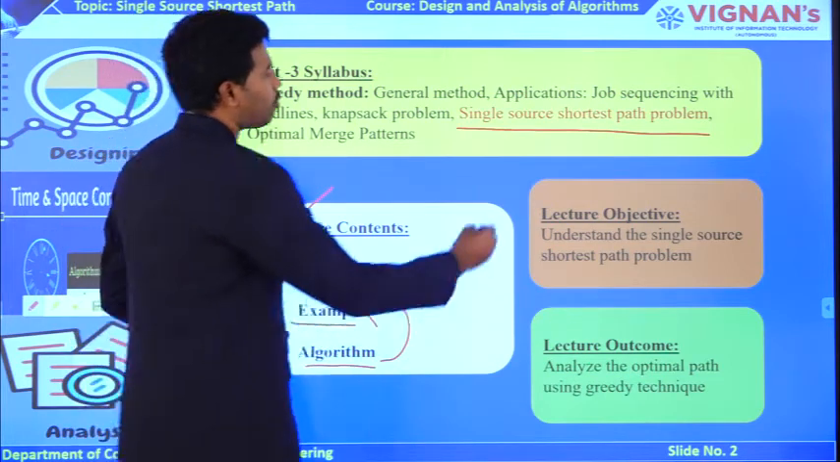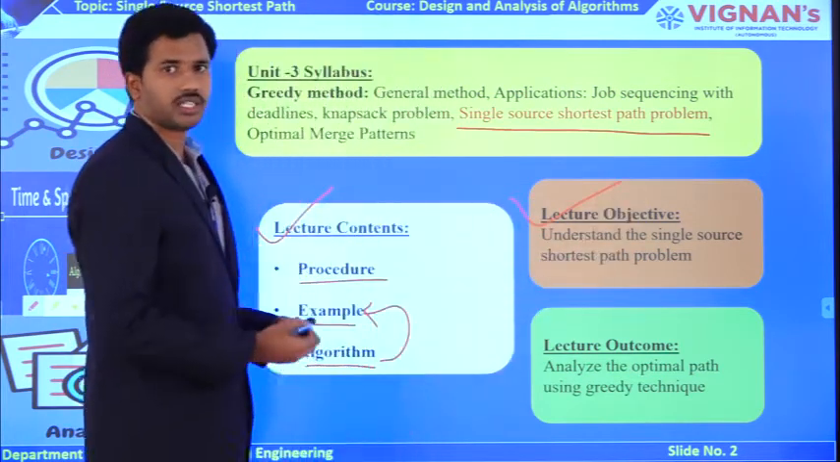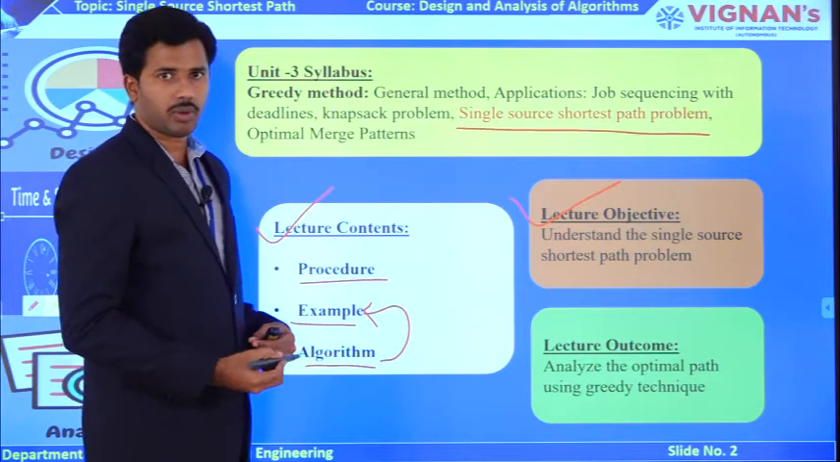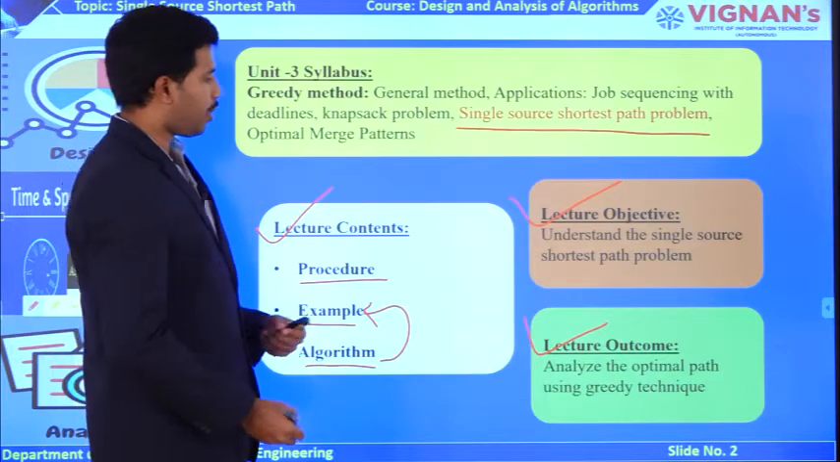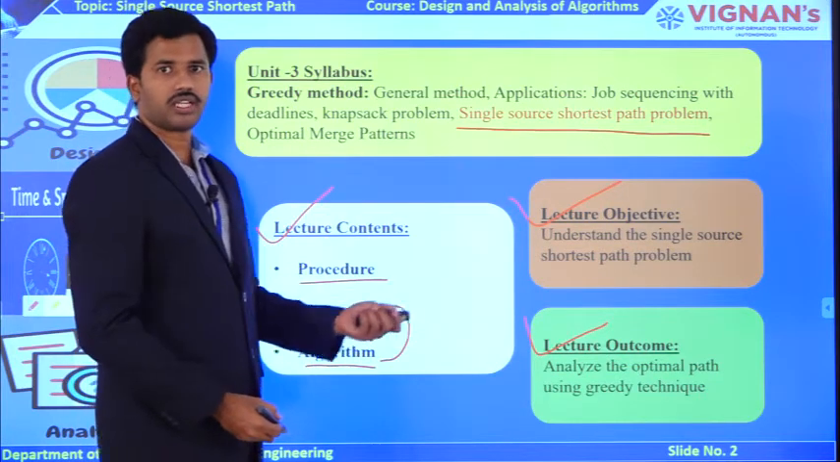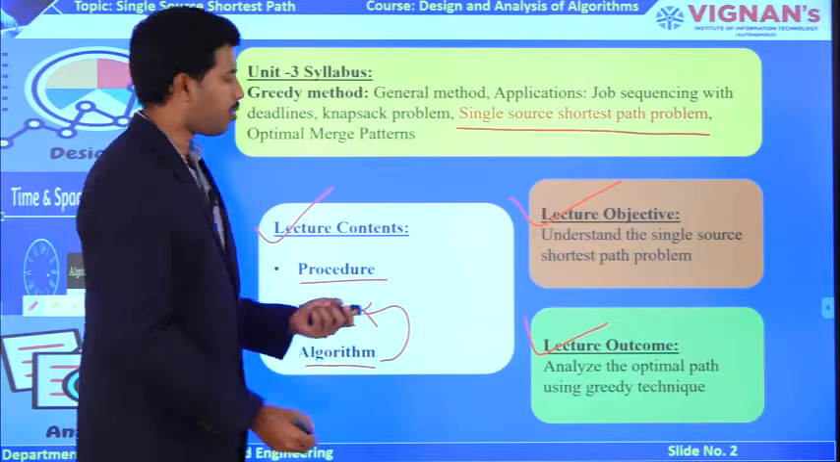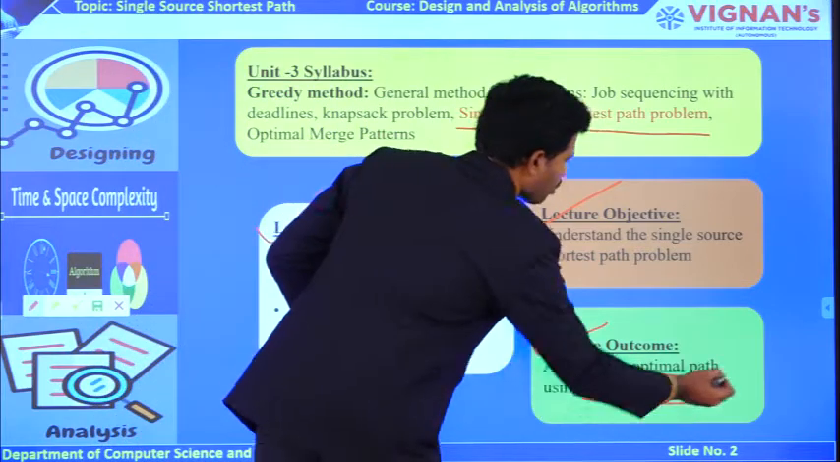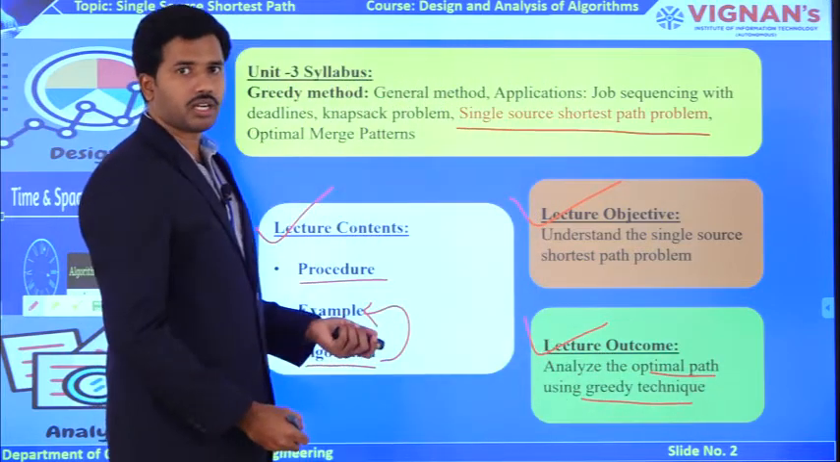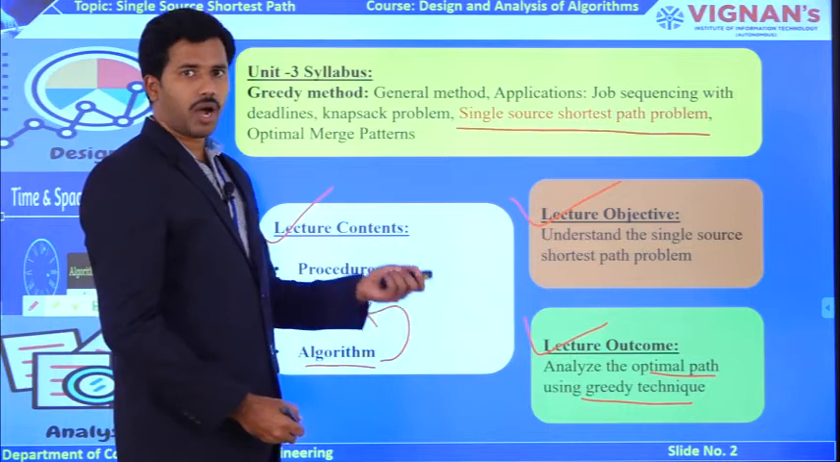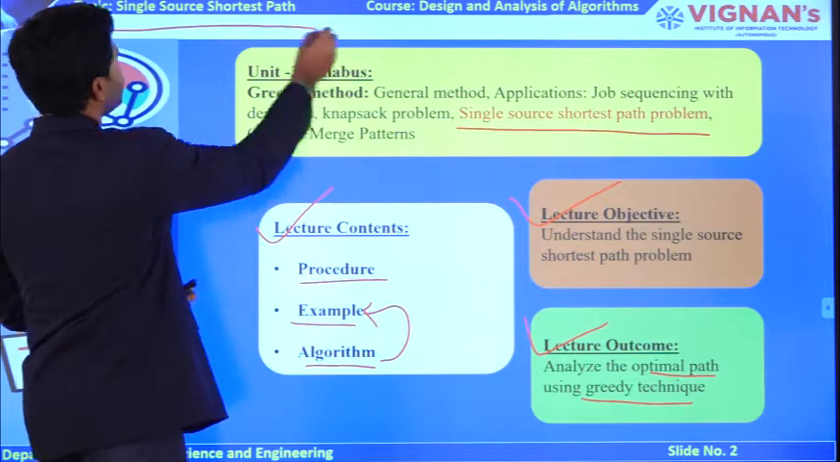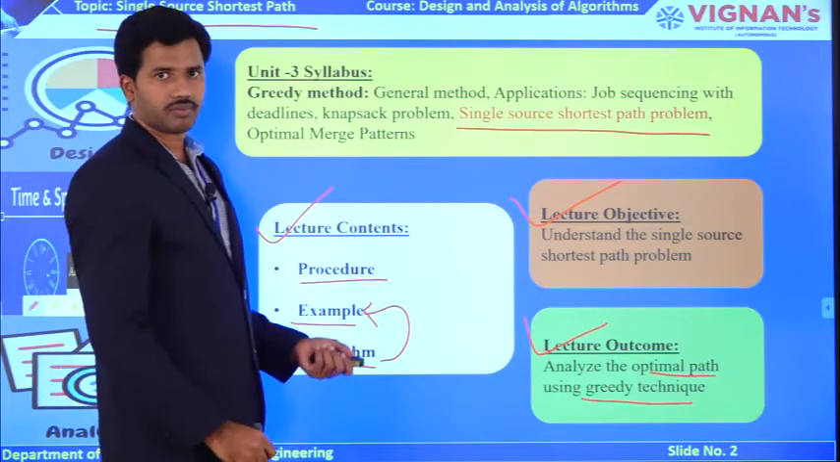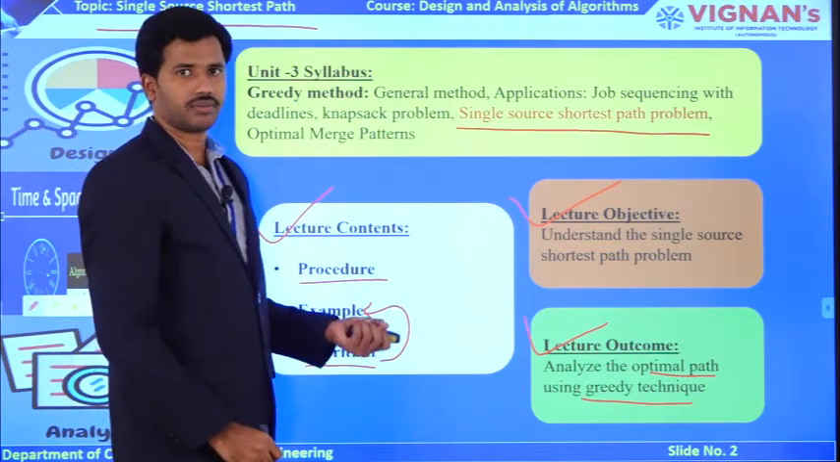The main objective of this lecture is for you to understand the single source shortest path problem, and the main outcome is that you will analyze the optimal path using the greedy technique. With the help of the greedy technique I am finding the optimal path. But in all pair shortest path, you find the optimal path with the help of dynamic programming. Here we are discussing single source shortest path under the greedy technique. That is the main difference you need to understand.